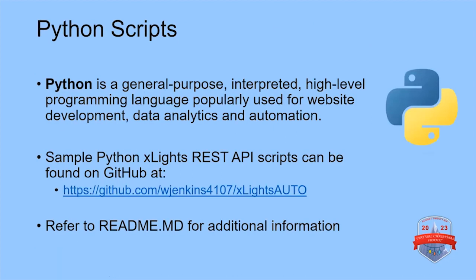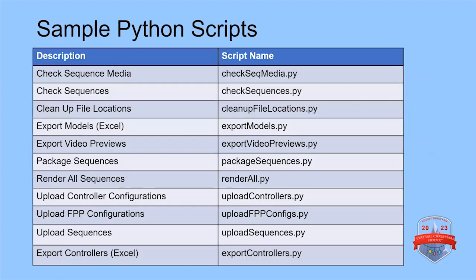So this is what I've spent most of my time on when I messed around with the xLights REST API. I'm using Python to do that, and my samples can be found out on GitHub at that link there. There is a README MD there that gives you quite a bit of information about each of these scripts. So these are the sequences I put out there.